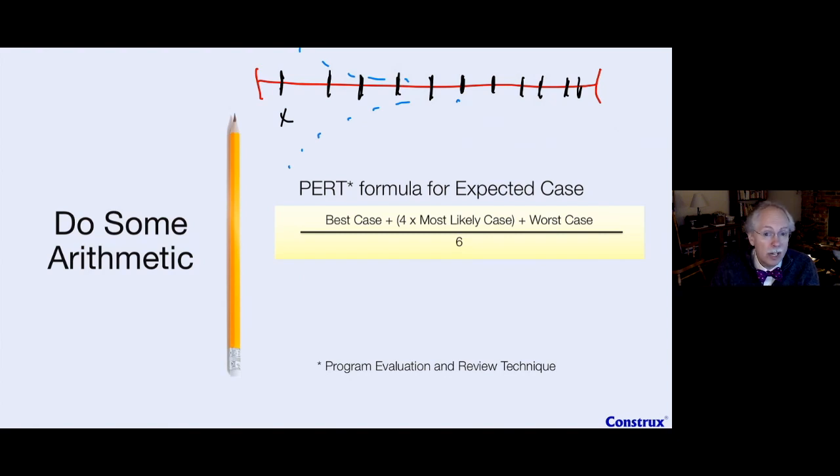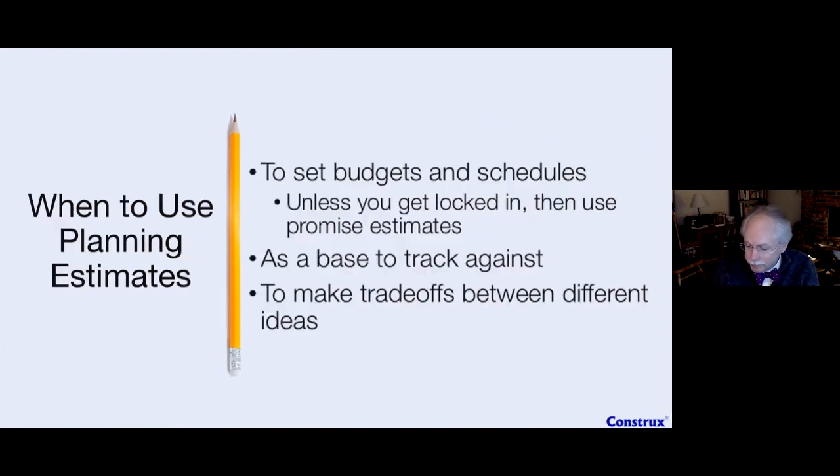We're going to do our best case, maybe go out to our worst case, come back to our most likely case, use some simple arithmetic to come up with our expected case, which I'm going to then relabel to my planning number. So what do I do with planning estimates? Well, planning estimates I use to set budgets and schedules. These are the tools. This is the one point I pick to say, okay, here's what our budget should be. Here's what schedule should be.